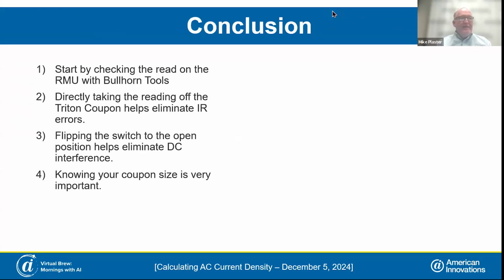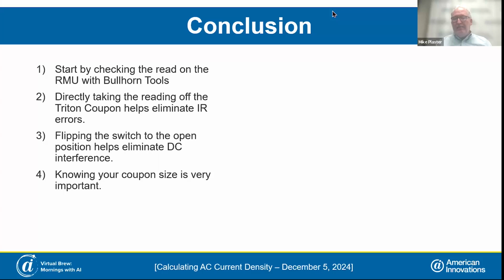All right. In conclusion, start by checking your reading with Bullhorn tools off your Bullhorn RMU, whether it's a 4210 or a 4250. You need to take that reading while you're in the field. Don't take that reading off the Bullhorn web that's from yesterday or last month, last week. You need to have something to compare it to that is apples to apples. And directly taking that reading off that Triton coupon will help eliminate your IR errors.